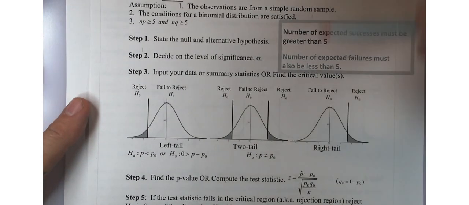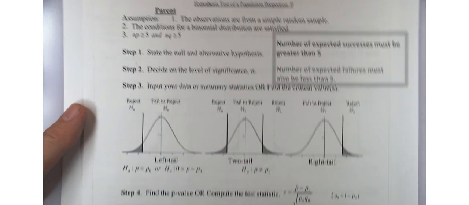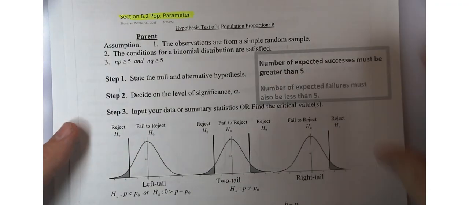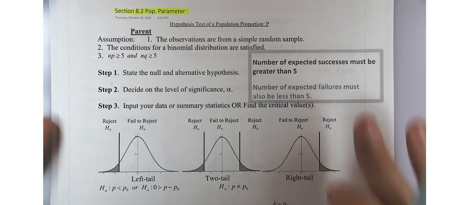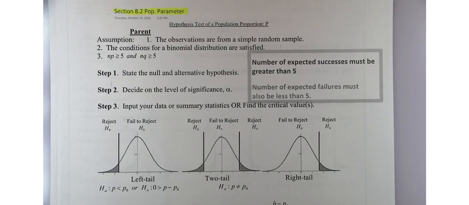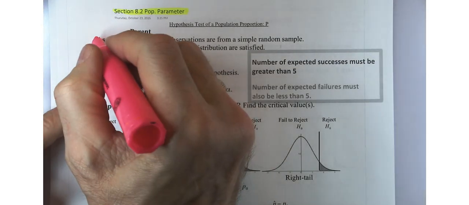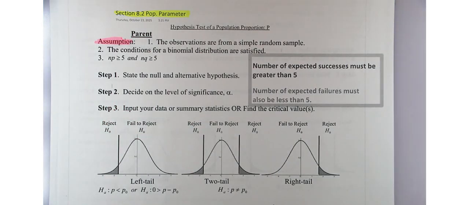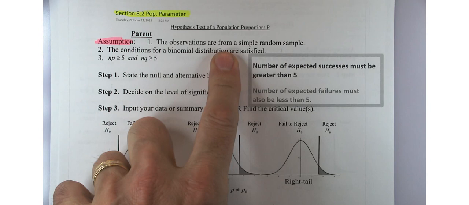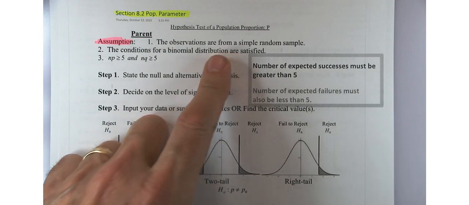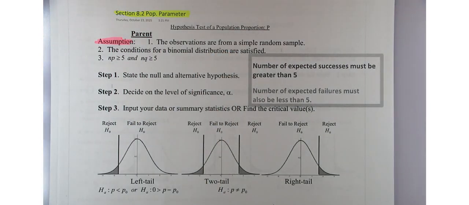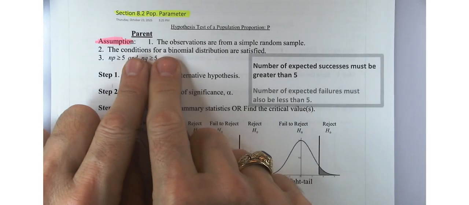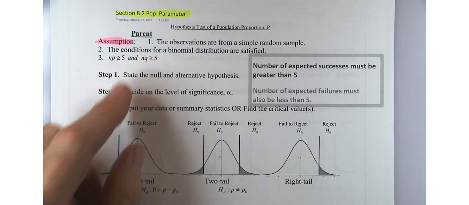It's going to be the same 6 steps regardless of what hypothesis test you're working with. Now, as far as the assumptions are concerned, let's try and be somewhat careful in checking these things. So our assumptions include that the observations come from a simple random sample. That's going to be beyond our capability to control. The ones that we want to worry about are that the conditions for a binomial distribution are satisfied.